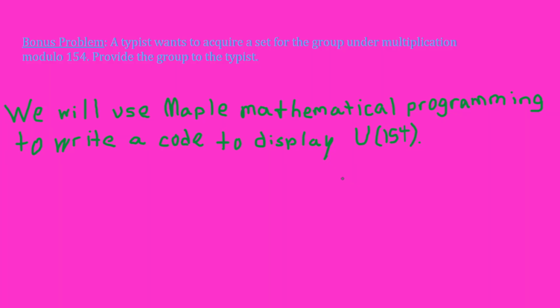So it would be easier if we just used Maple, or any kind of mathematical programming software, to list out this group for the typist. So that's what we're going to do. We are going to use the Maple mathematical programming software and write out a program that can give us this group.